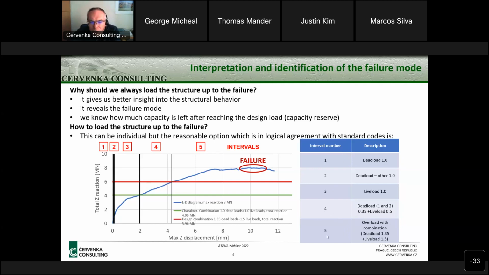And then it is usually advisable to load the structure all the way to failure so that we can really understand the failure mode of the structure. So this will be this 5th interval where we apply all the load combination with all the load factors, and we can keep increasing that. So if we look at this diagram, we then typically can plot the total loads. Of course, it is up to you or up to the user how to define them correctly.